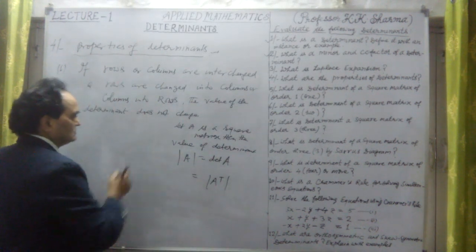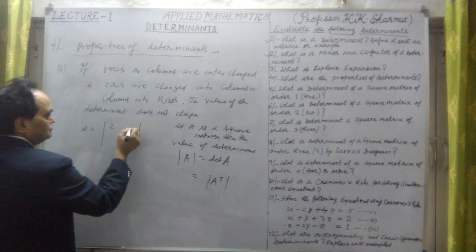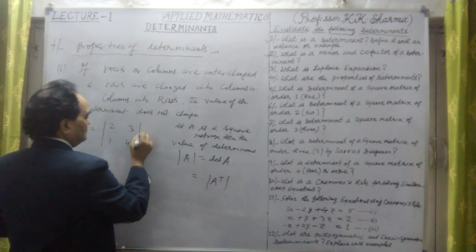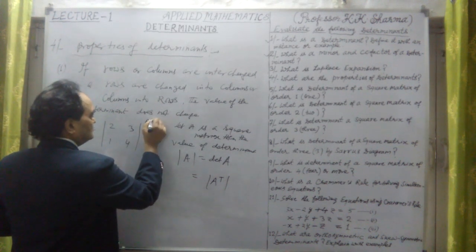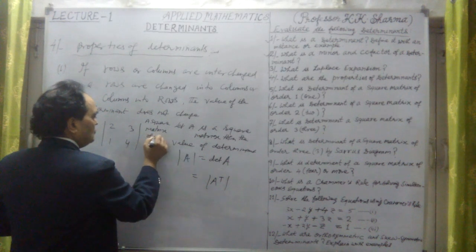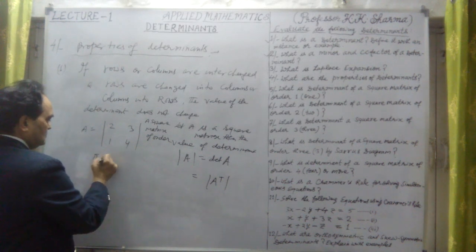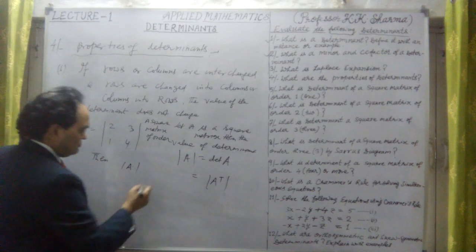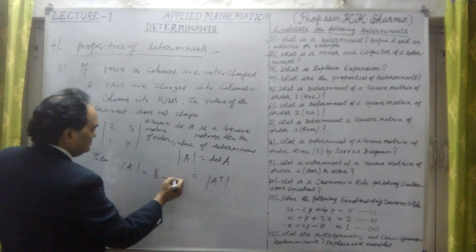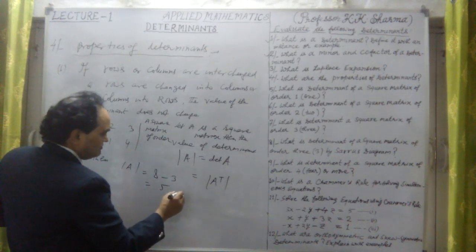Let me take a simple example here. Let A be a square matrix of order 2: 2, 3, 1, 4. This is a square matrix of order 2. Then what is the determinant value of this? The determinant of A is calculated by cross multiplication. It is 4 times 2 is 8, minus 3 times 1, which is 3. The answer is 5. This is the value of determinant A.